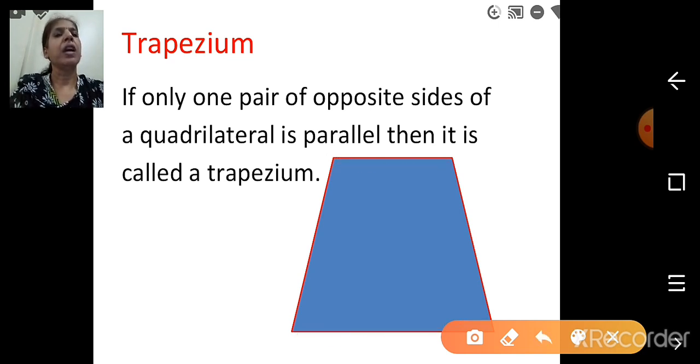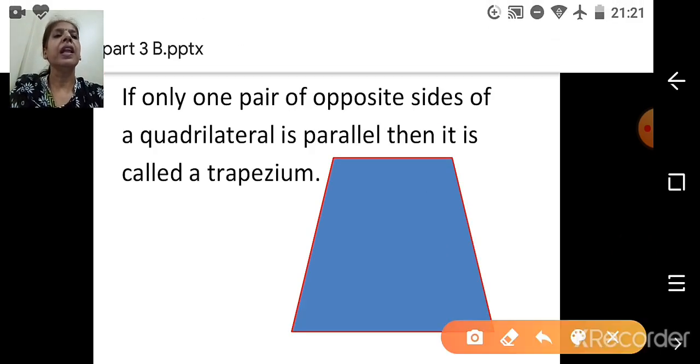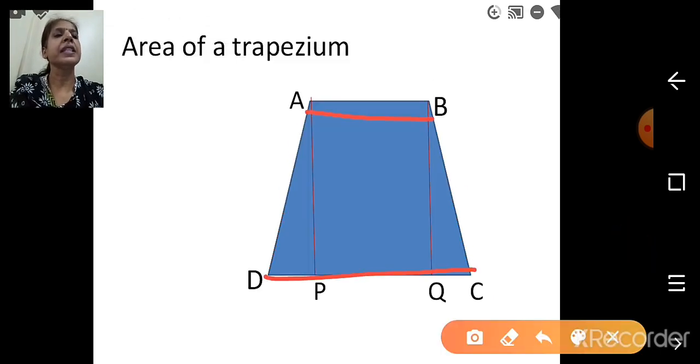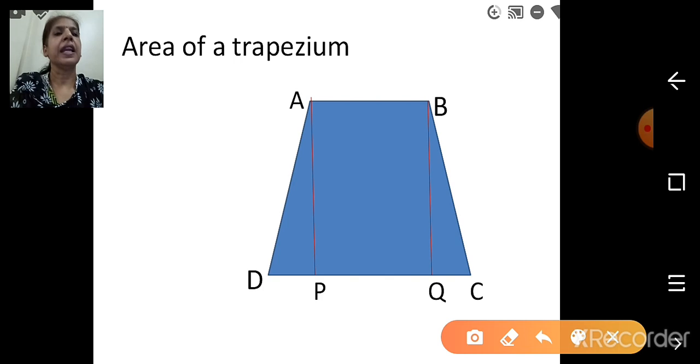This. Now the other sides which are not parallel are known as non-parallel sides. So in trapezium only one pair of opposite sides is parallel. Now we know what parallel lines are, the lines which do not intersect each other. So these are the parallel sides, A, B, C, D, and this trapezium is ABCD. Parallel sides are AB and CD. AP is the height between the parallel sides, and we know the height between the parallel sides is fixed.